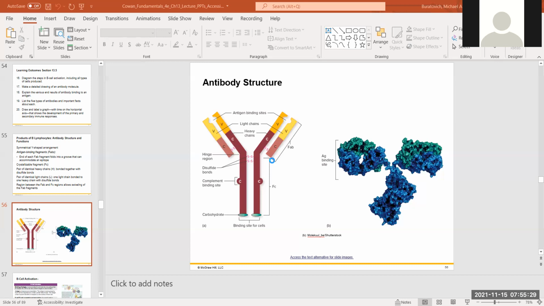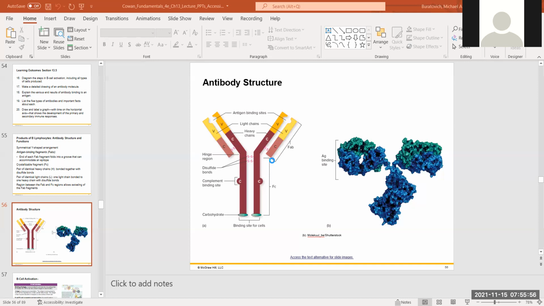And this is a picture from your book showing you the structure of an antibody, just like you have here. This is perhaps a bit simpler to understand than what's on the board. So again, this binds cells, that binds antigen. There are 2 antigen binding sites. Let's talk about these antibodies and the work they do.